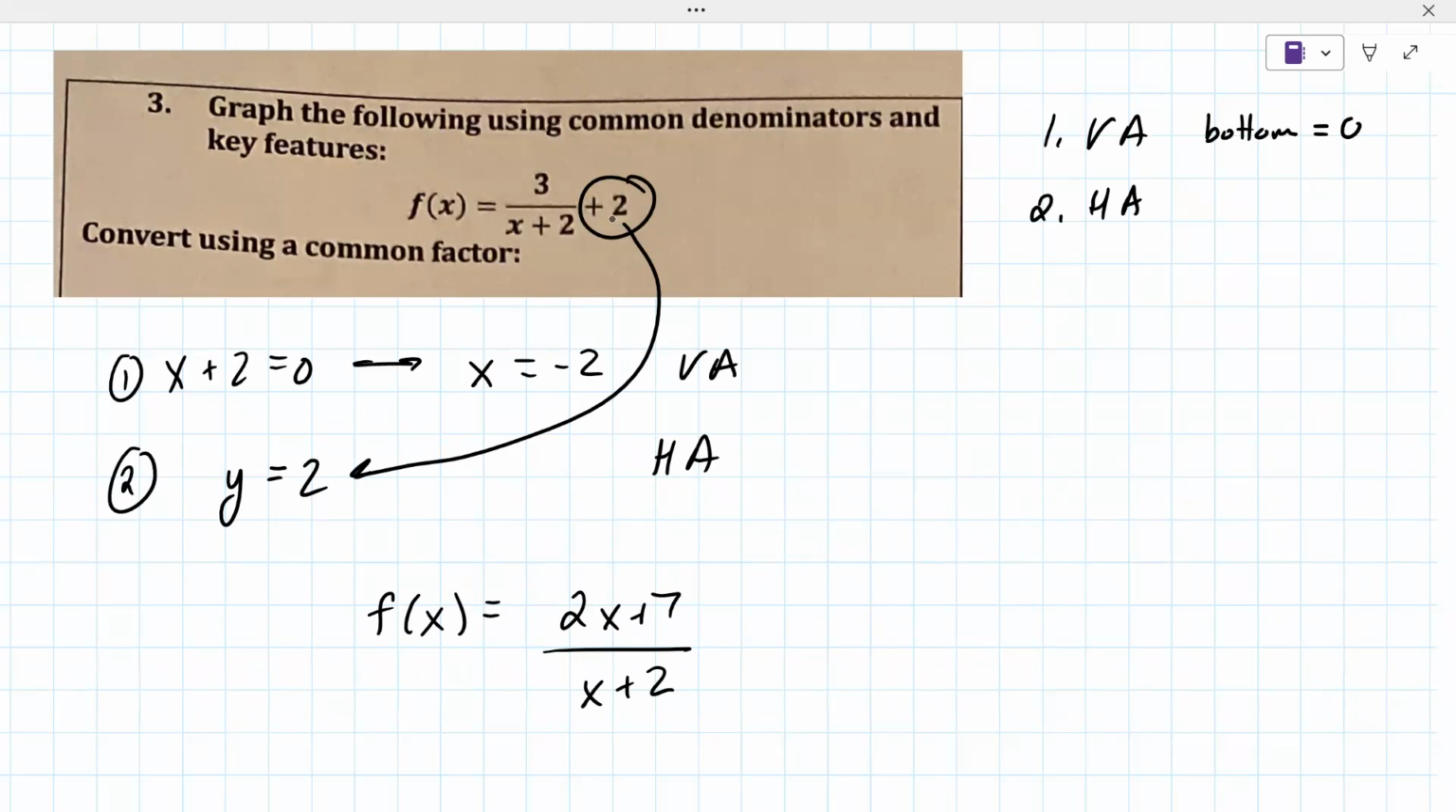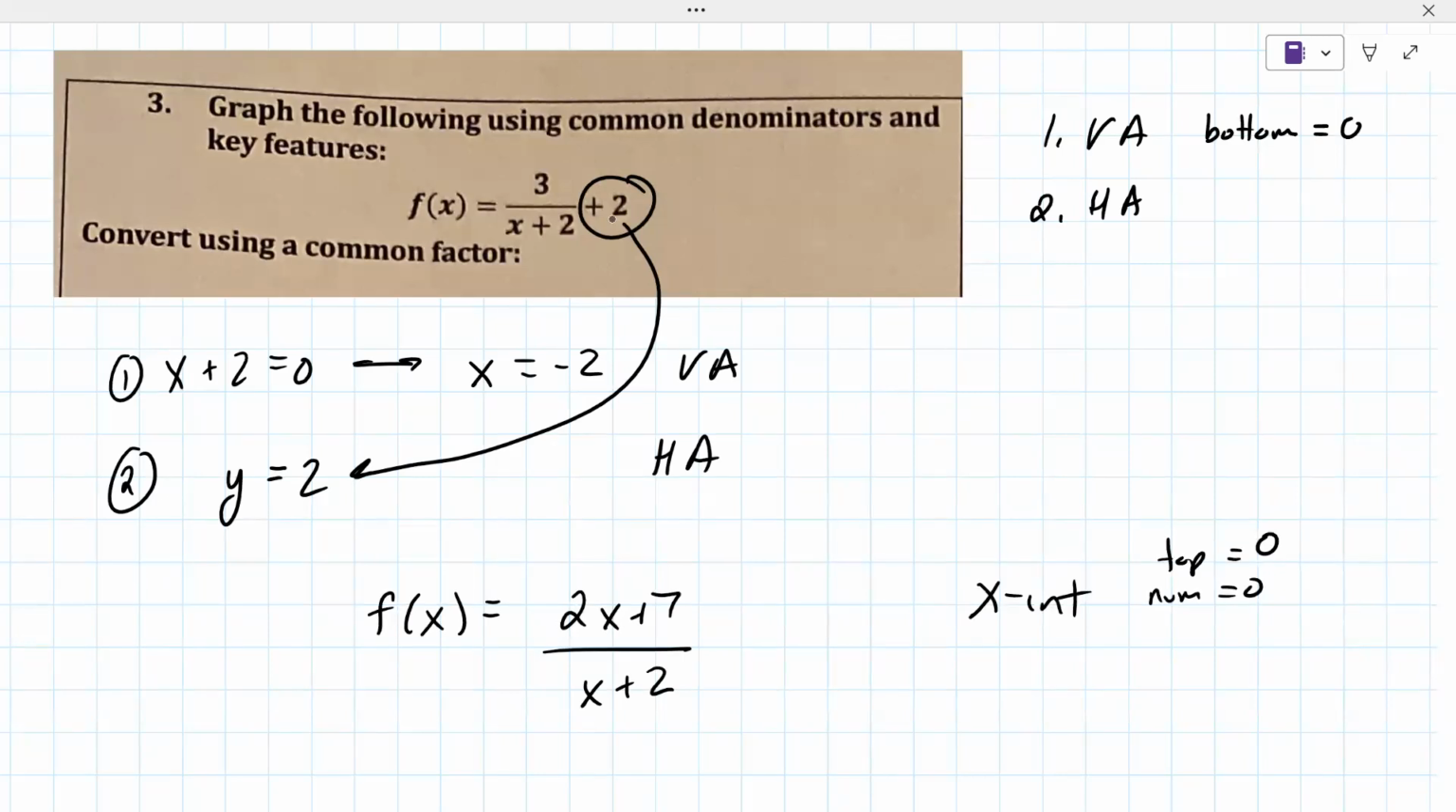Now use this form to find the x-intercept. You actually can use either form to find it. Sorry, the x-intercept you said? Yeah, the x-intercept is the next thing to find, even though it talks about end behavior. Well, you'll get to that, but that's from the graph. Okay, that's okay. Set the numerator equal to zero, the top equal to zero.